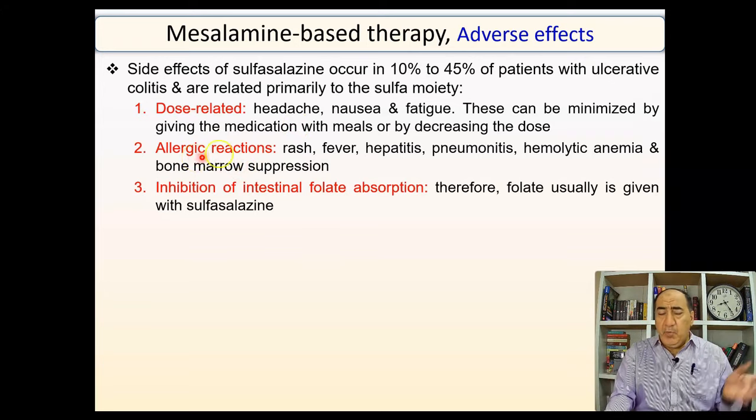Allergic reactions are mostly also related to the sulfa moiety, such as rash, fever, hepatitis, pneumonitis, hemolytic anemia, and bone marrow suppression. Again, related also to the sulfapyridine inhibition of intestinal folate absorption. You know, sulfapyridine and all sulfa drugs inhibit folic acid synthesis, so they can inhibit intestinal folate absorption. Therefore, along with sulfasalazine, you give a folic acid supplement.